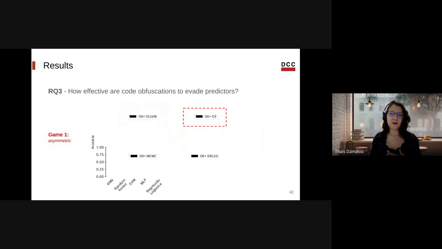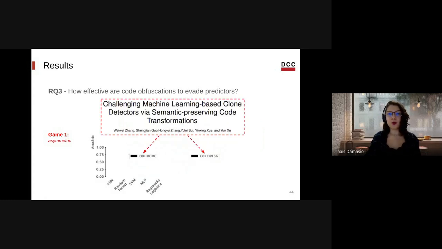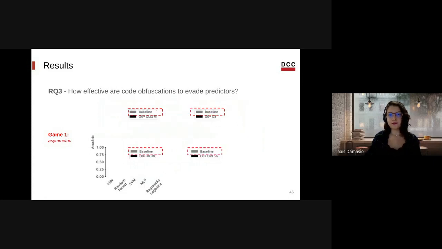-O3 is an optimization level present in classic compilers. We used Clang from LLVM. MCMC is an abbreviation for Markov Chain Monte Carlo, and GRLSG is an abbreviation for Deep Reinforcement Learning Sequence Generation. Both are transformations proposed by the paper, challenge machine learning-based clone detectors via semantic preserving code transformations. We compared this game with the results of Game 0, which is labeled as baseline in our chart.